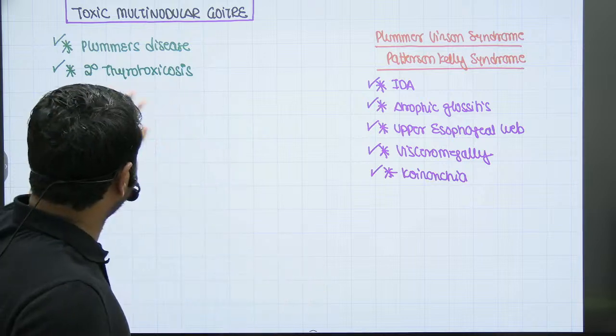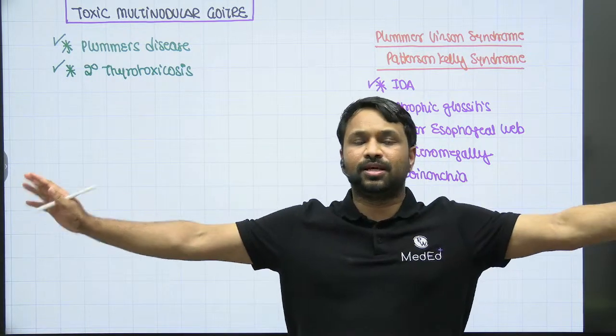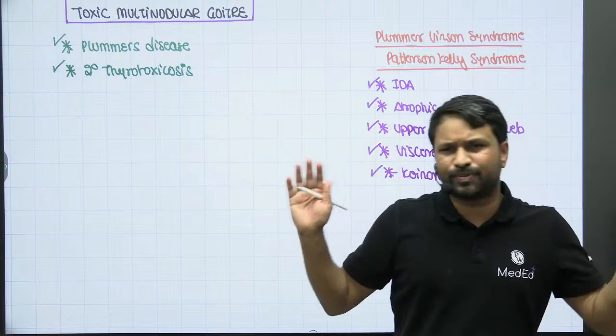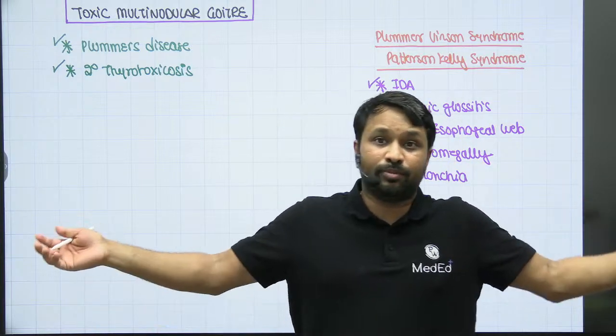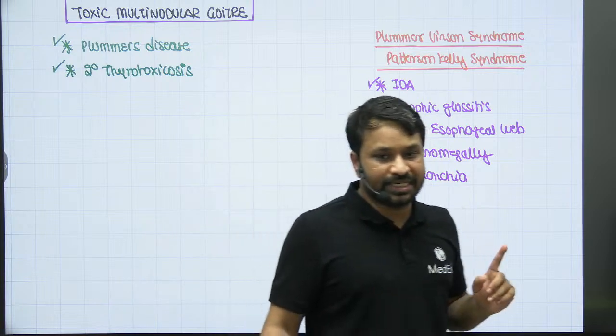What we are talking about is Plummer's disease. These are two entirely different subsets. They don't have any relation. Just because their name is Plummer's, that does not mean they're related. No. Plummer-Vinson syndrome is different and Plummer's disease is different.